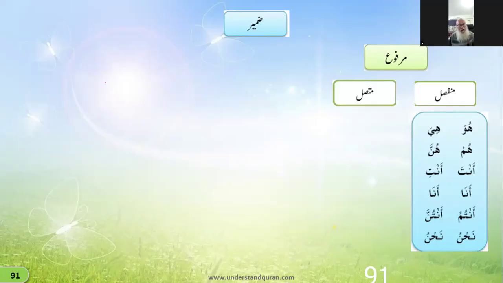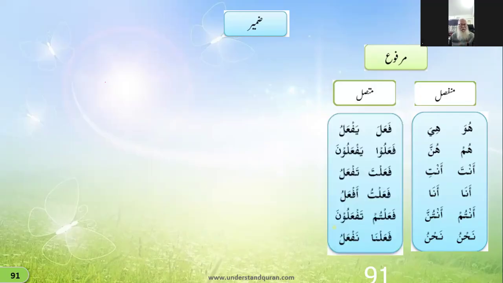What are they? They are the part of the fi'l. Just like fa'ala, where the damir is hidden. Fa'alu, waw is the damir sign. Fa'alta, ta is the damir sign. Fa'altu, tu is the damir sign. Fa'altum, fa'alna, yaf'alu, ya is the fa'il. Yaf'aluna, ya is the fa'il. Taf'alu, ta is the fa'il. Af'alu, hamza is the fa'il. So these are the part of the fi'l. When they come as part of the fi'l, they are muttasil and they are marfu'. And remember, damair marfu' come as a fa'il.